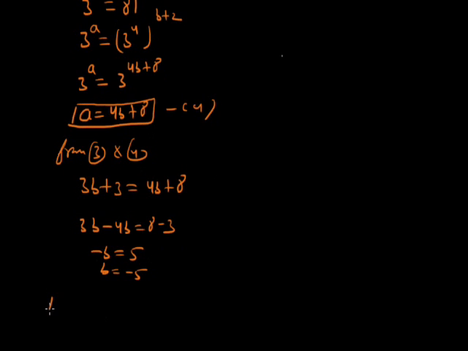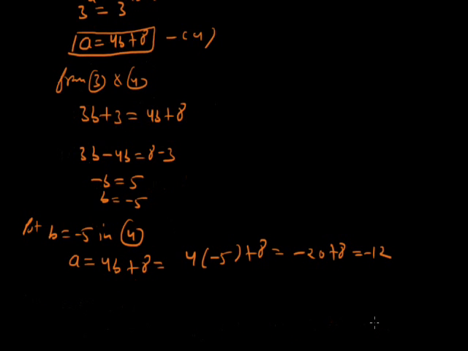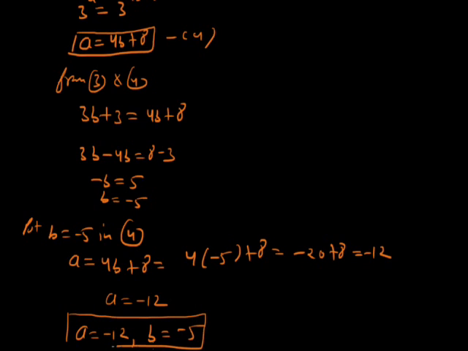Now I put b equals minus 5 in equation number 4. So the value of a is equal to 4b plus 8. a equals 4b plus 8, that is 4 times the value of b, minus 5, plus 8, that is minus 20 plus 8, which is equal to minus 12. So the value of a is minus 12. So the final answer is a equals minus 12 and b equals minus 5. So these are our final answer.